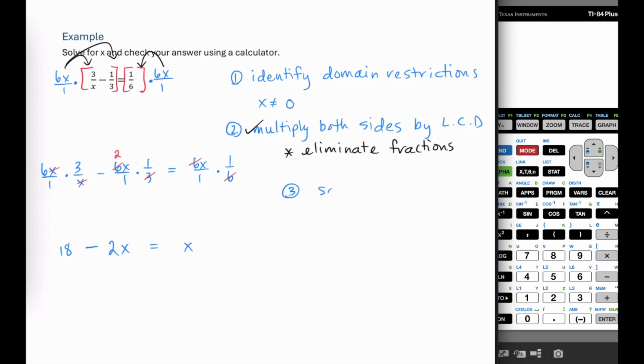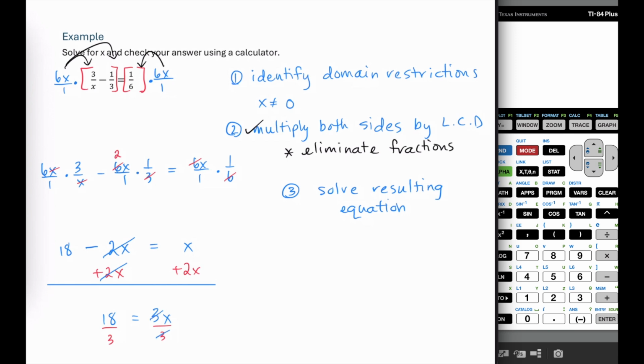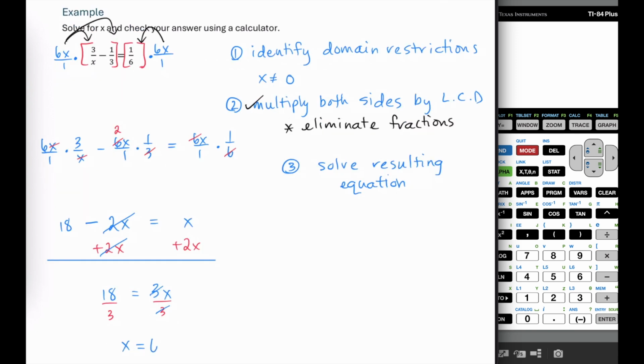The next step is that we just solve the resulting equation. And the equation that results here is a simple linear equation. In order to solve that, we'll get our x terms together, so we'll add 2x to both sides, which leaves us on the left-hand side with just 18, and on the right-hand side we have 3x. And then we'll divide both sides by 3 to completely isolate the x variable. The 3's are going to cancel, and we have x is equal to 6.